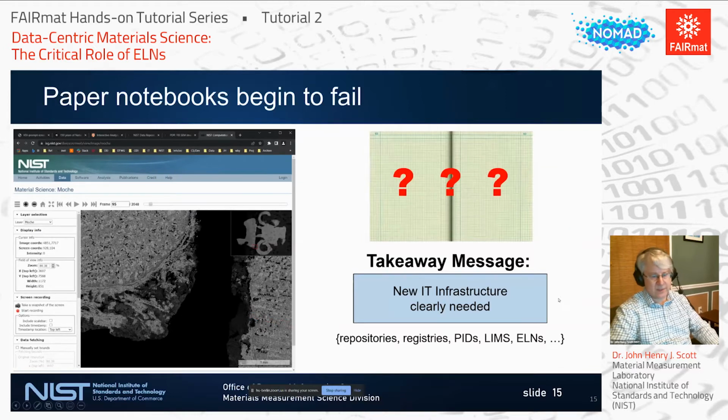And so the takeaway message for this part is that clearly we need new information technology infrastructure to support these more intense and data-centric scientific workflows. A lot of this has been built, so this is not a new need that we've realized. Repositories for the data itself, registries to help locate and access data in federated repositories around the world, persistent identifiers and the resolving engines that work with those, laboratory information management systems, electronic lab notebooks. All this is being built.